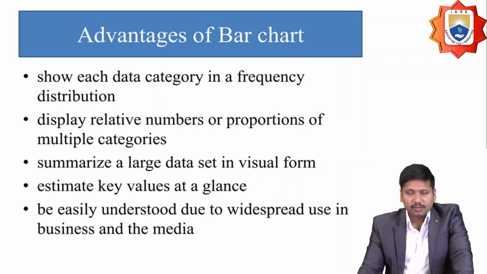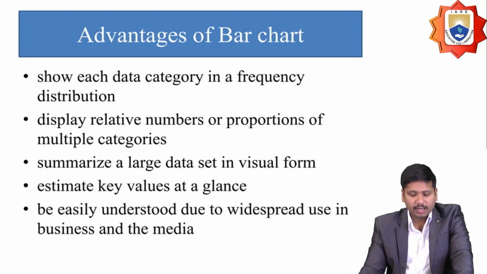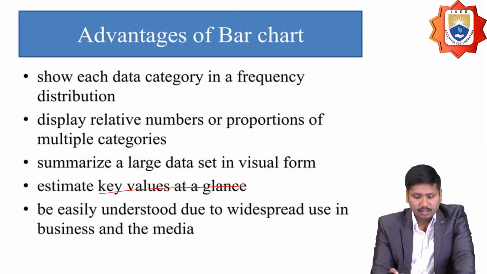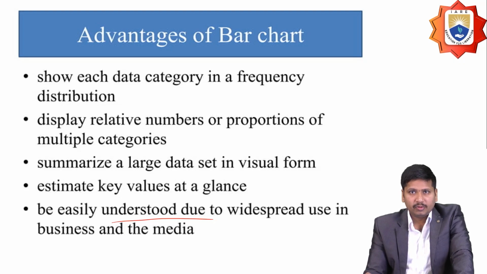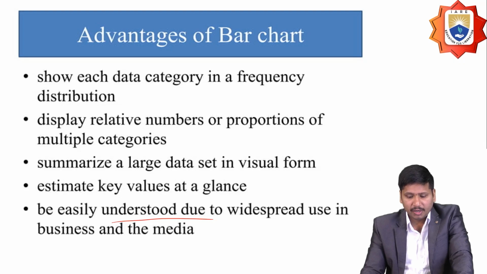Coming to the advantages of the bar chart: it can show categorical data in a frequency distribution, and it displays the relative numbers or proportions of multiple categories. It can summarize a large data set in visual form, estimate key values, and it is easily understood and widely used in business and media. These are the main advantages of the bar chart.